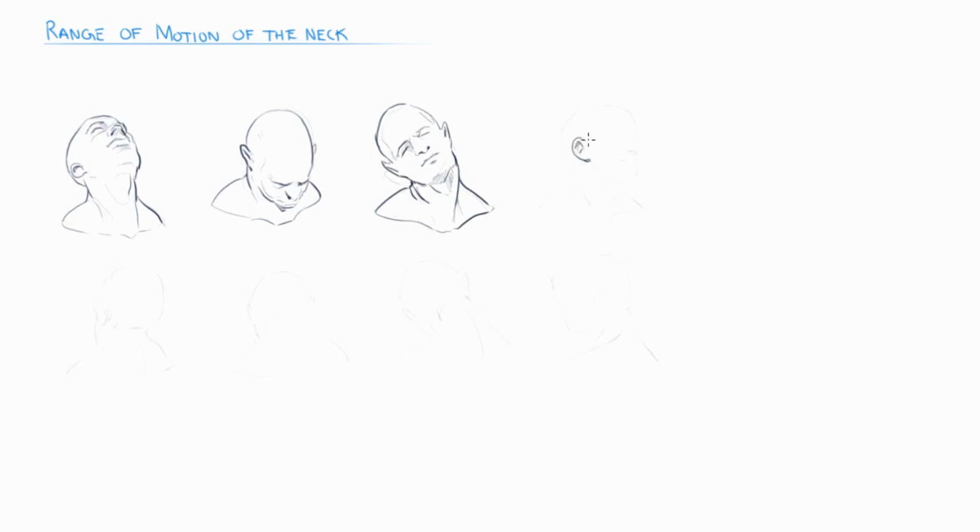Rotation of the head to one side or the other is produced by flexion of the opposite sternocleidomastoid. So in order to rotate the head to the right, the left sternocleidomastoid must be flexed. The opposite sternocleido will relax.